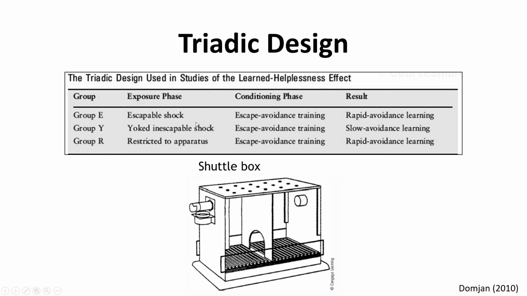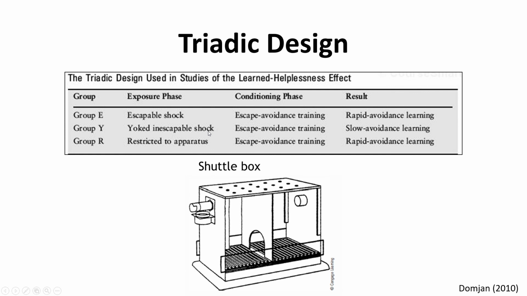And our outcome is that those who were in the original escapable shock group learn rapidly to avoid that shock. So they learn that these shocks were something that I could escape previously. So when the light comes on, I know the shock is coming, so I'm going to go to the other side of the cage and I'm going to avoid it completely. And we'll skip down to our control group, our R group, which also learned very quickly that when that light comes on, it means a shock is coming and I should move to the other side of the enclosure and avoid being shocked.